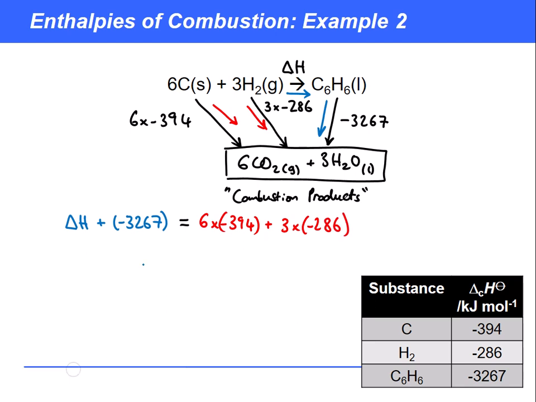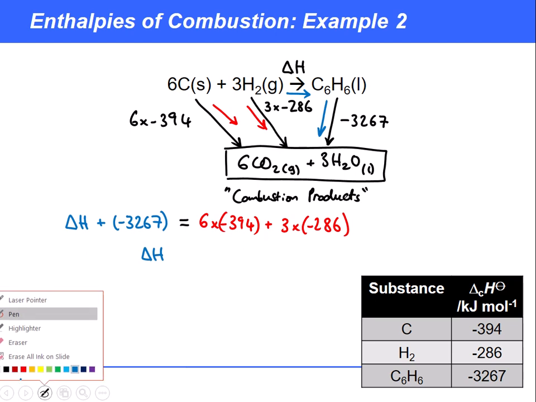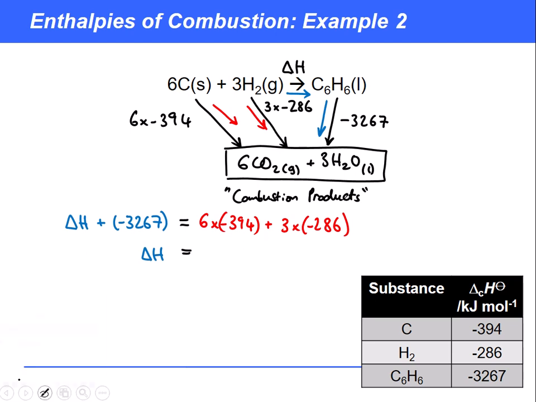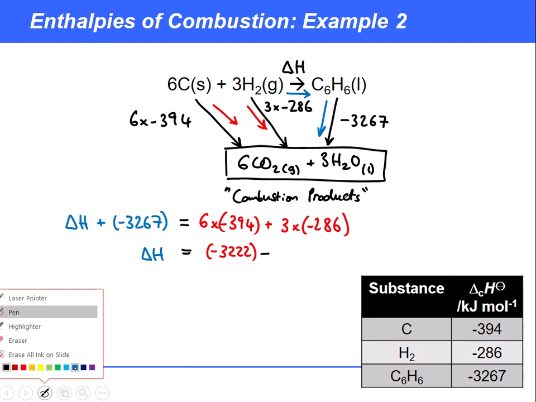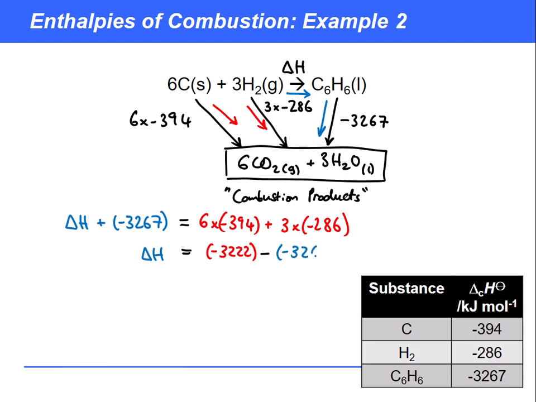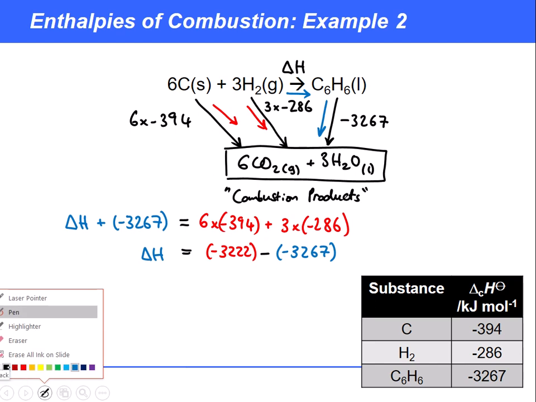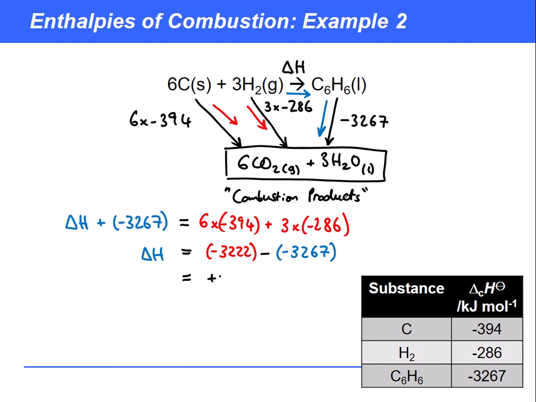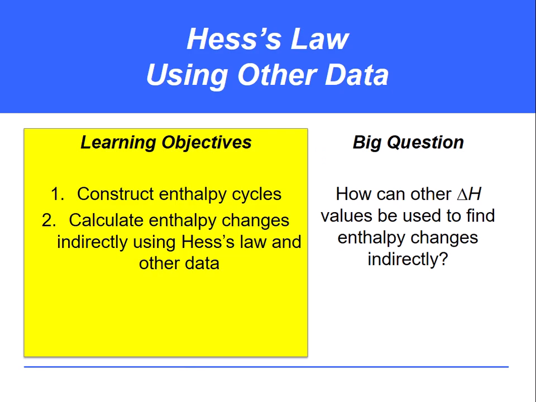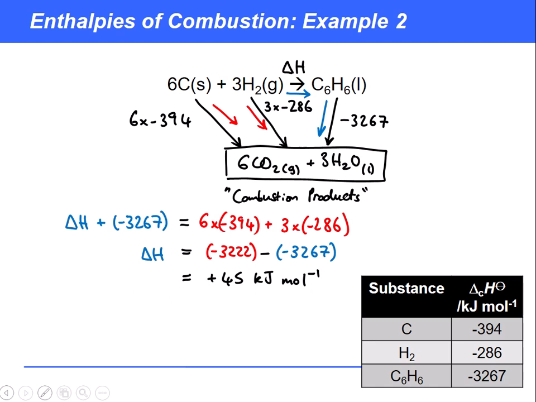So now we solve for delta H, and we find that all the red enthalpy changes came out at minus 3222. We subtract from that minus 3267, and we find that the value of delta H is plus 45 kilojoules per mole. And that was using enthalpies of combustion to calculate enthalpy changes indirectly.